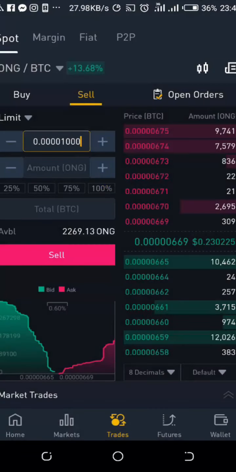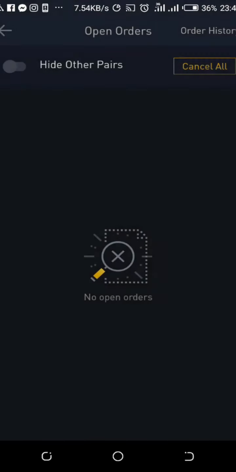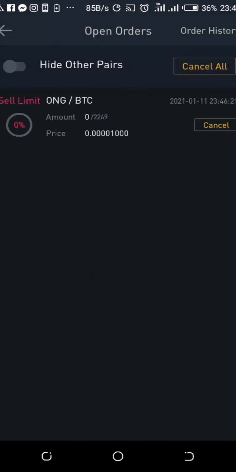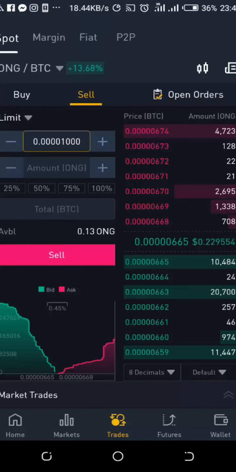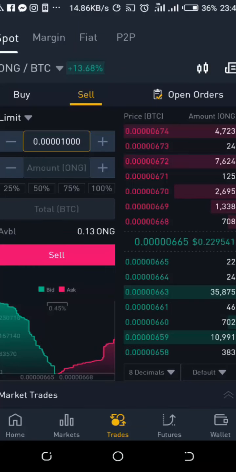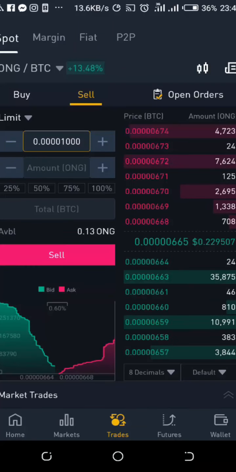So we go to the open orders and look at it here. It says sell limit, ONG pair of BTC, the price is 1000 Satoshi, and we go ahead and click the back button. So we have set our trade. Later we will come and monitor the market to check it.